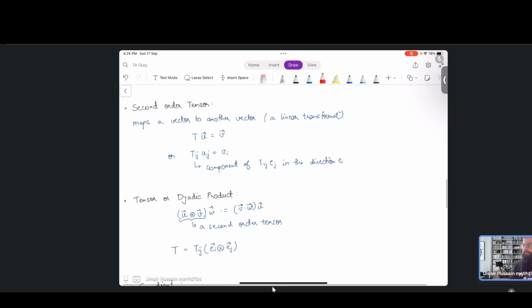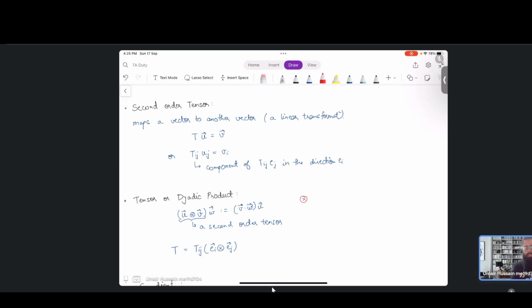Next, we already know about the dot product and the cross product. The dot product basically reduces the order of the tensor, and the cross product of any two vectors gives you another vector in another direction, so it maintains the order of the tensor. Then we have the tensor or dyadic product, which is represented by this symbol, an x in a circle. It basically increases the order of the tensor.